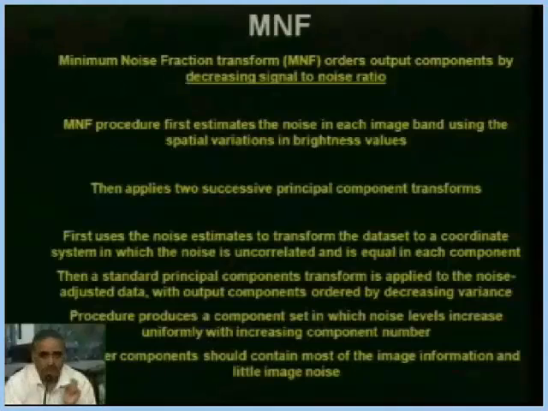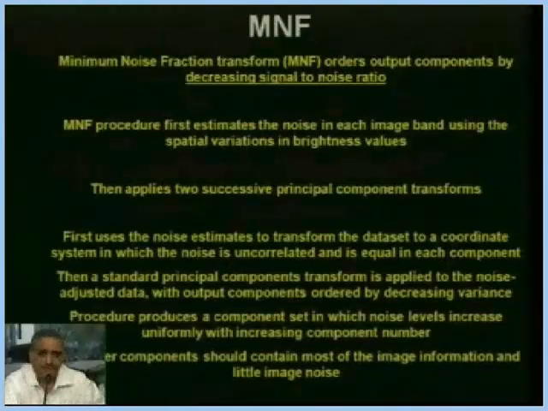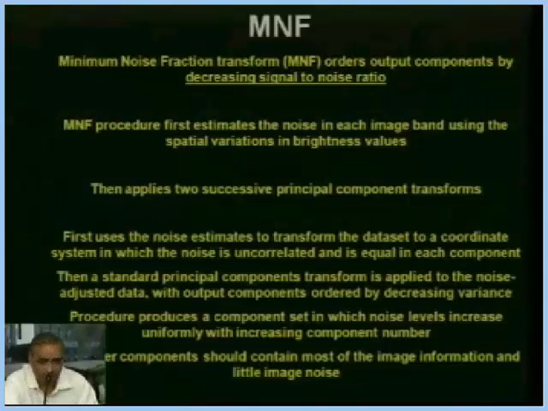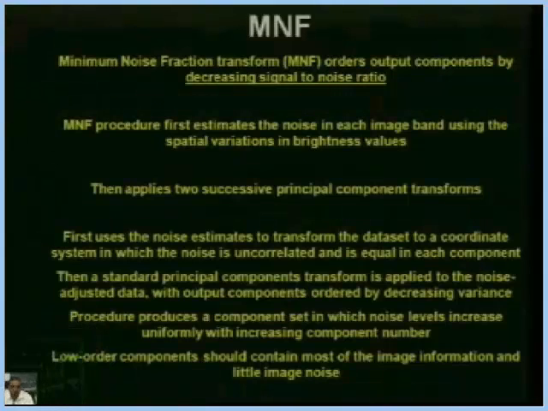MNF actually orders output components by decreasing signal to noise ratio. That is where a different criterion is used in the case of MNF, compared to the criterion of eigenvalues or variance maximization used in the case of PCA. The MNF procedure first estimates the noise in each image band using the spatial variations in brightness values, then applies two successive principal component transforms.